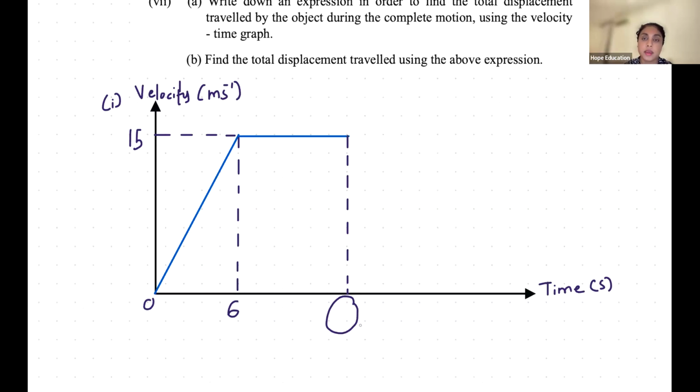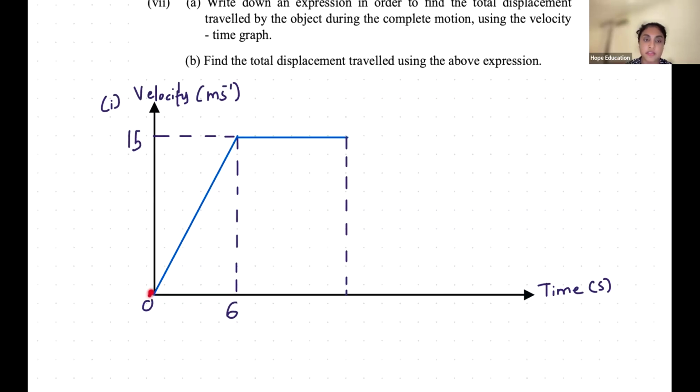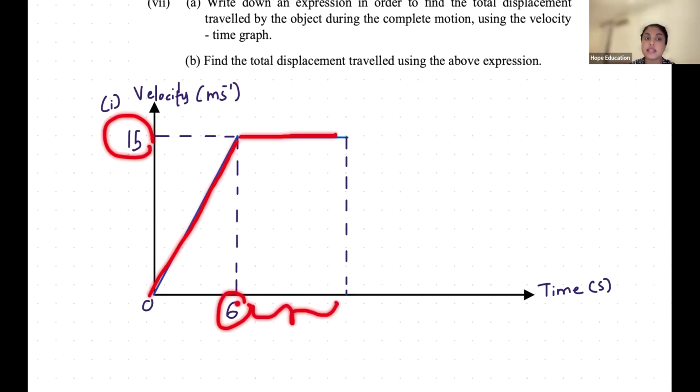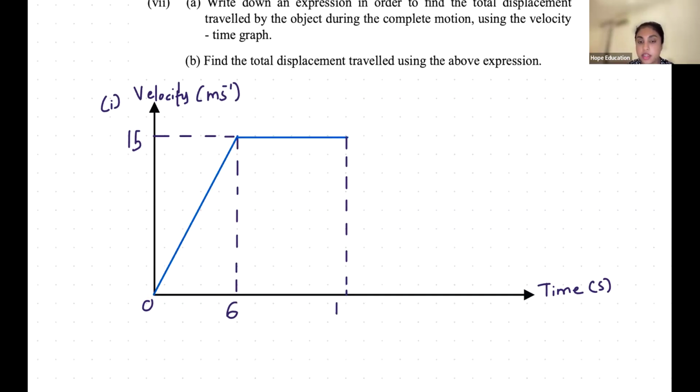So it starts from 0 and acquires a velocity of 15 m s^-1 within 6 seconds. Then it moves with the same velocity for another 6 seconds. So the time here was 6, and after another 6 seconds the time is now 12. Is it clear up to this point? Thumbs up.